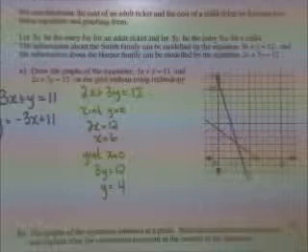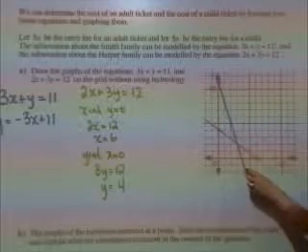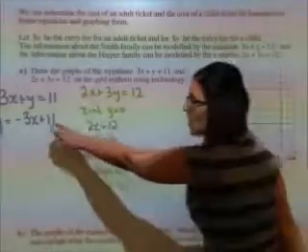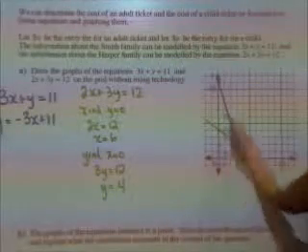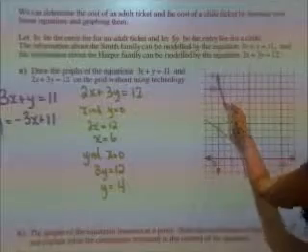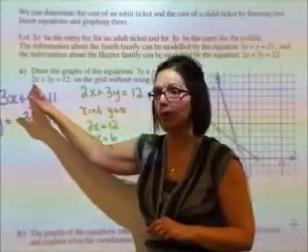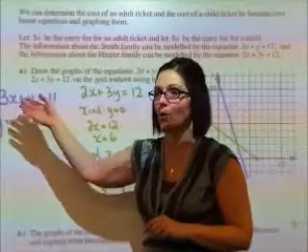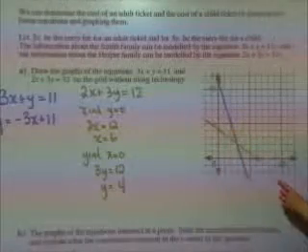Now something that we need to realize is that along this line, every possible coordinate along this line makes that equation true. So if I pick this coordinate right here, which is at 1 and 8, and I plug it into this equation, it would make the equation true. 3 times 1 is 3, plus 8 is 11. It's a true equation. The same thing happens for all of the points that are on the green line.